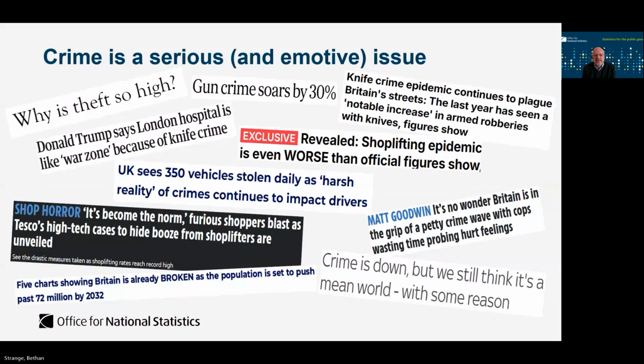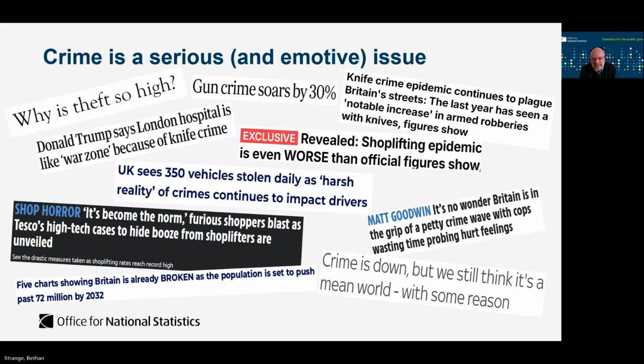So you get headlines like as follows. Why is theft so high? Gun crime soars by 30%. Knife crime epidemic continues to plague Britain's streets. Shoplifting epidemic, worse than official figures show. Donald Trump even weighs in from time to time and says a London hospital is like a war zone because of knife crime. Vehicles being stolen, as harsh reality of crimes continues to impact drivers.